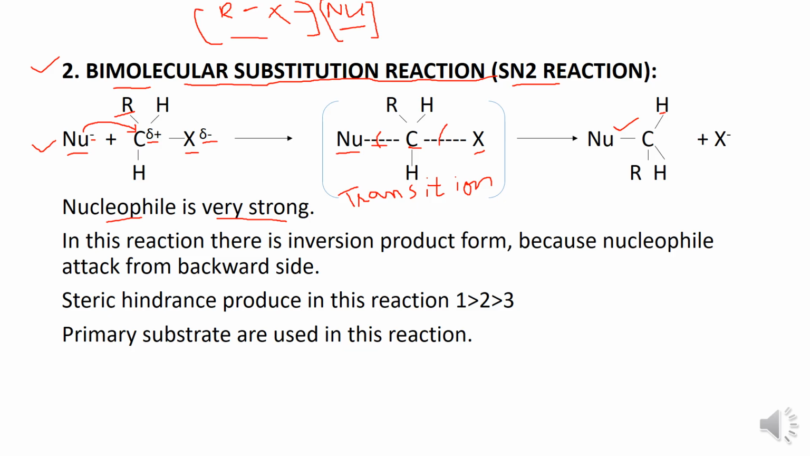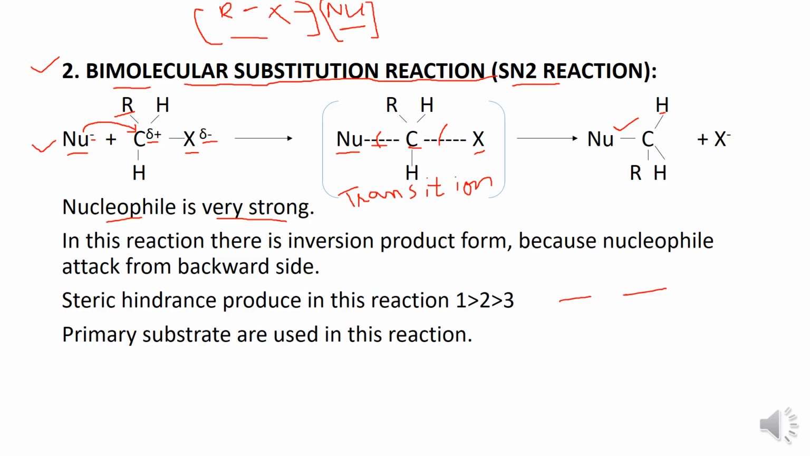Because the nucleophile attacks from the backward side. In the first step, nucleophiles have the ability to attack from the front side and the back side, but here the nucleophile is strong yet cannot attack from the front side, because the halogen also has a partial negative charge and the nucleophile has a negative charge. Same charges will repel, okay? So the nucleophile attacks on the back side and an inversion product is formed.